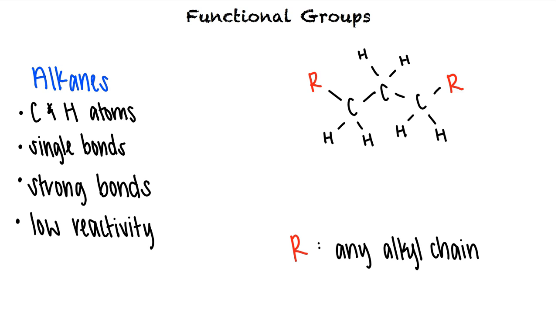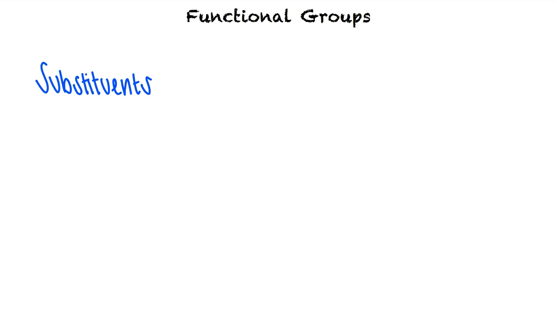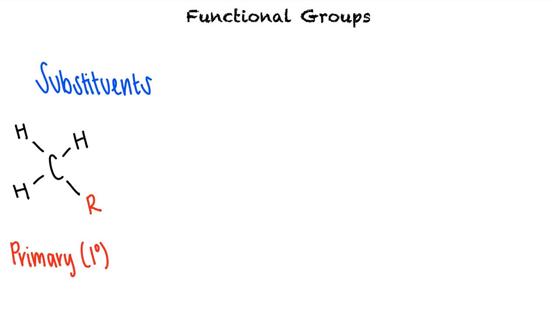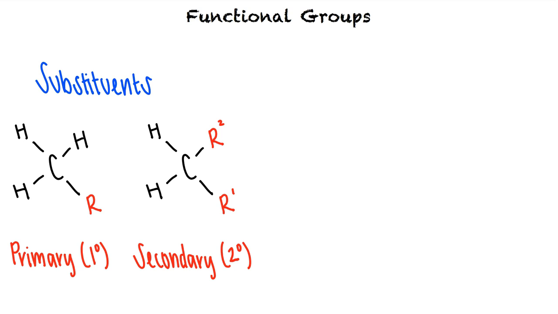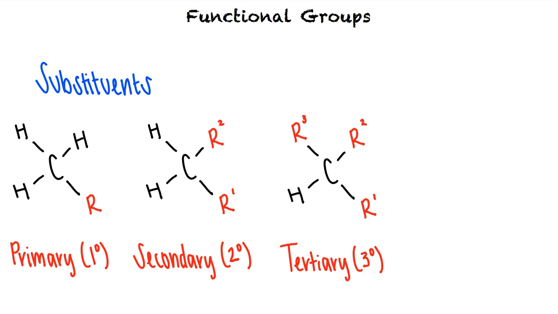When we attach an alkyl chain to a carbon or nitrogen, we call this a substituent. The number of substituents determines the notation of the atom we attach them to. A primary carbon has one substituent. A secondary carbon has two substituents. A tertiary carbon has three substituents. And a quaternary carbon has four substituents.